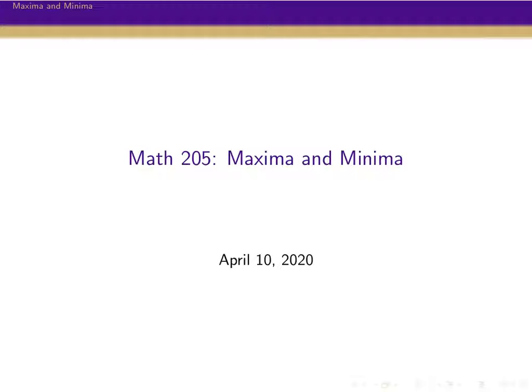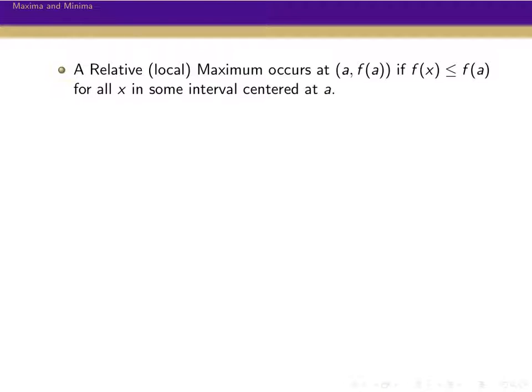Hello, this is Dr. Webb, and in this video we're going to talk about one of the most important and most used applications of derivatives, and that's finding maxima and minima of functions. Okay, so when we say a relative maximum, sometimes called a local maximum, occurs at some point A, f of A, if for some interval centered at A, for all the x around there, the value of the function at x is less than or equal to the value at A.